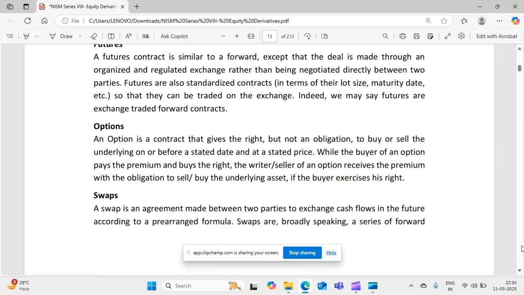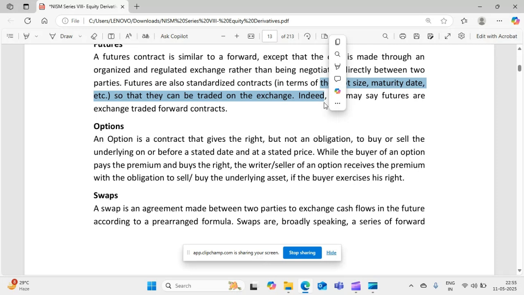So we have forward contracts and then we have futures contract. Futures is similar to forward, but only one thing is that it is traded on the stock exchange. So forward is not traded on the stock exchange, but futures are traded on the stock exchange. And they are standardized contracts that we should know. Of course, the detailing of futures is in subsequent chapters, but here I am just giving you a kind of an idea, right? Futures are also standardized contracts in terms of their lot size, their maturity date, etc., so that they can be traded on exchange. So if you want to trade something on exchange, it is bound to be standard.